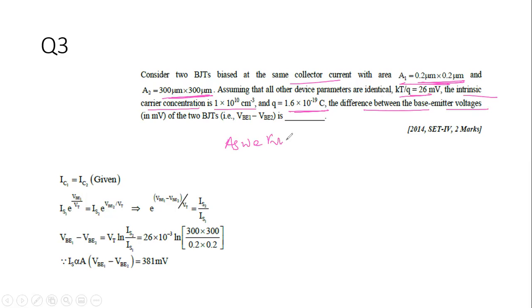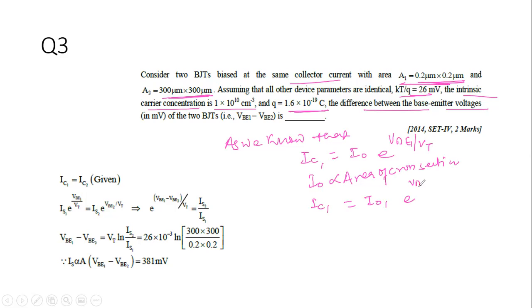As we know, the current equation is IC equals I naught e raised to the power VBE1 by VT. This is IC1. And I naught is directly proportional to the area of cross section. So you can write IC1 equals I01 e raised to the power VBE1 by VT, and IC2 equals I02 e raised to the power VBE2 by VT. Same collector current means IC1 equals IC2.